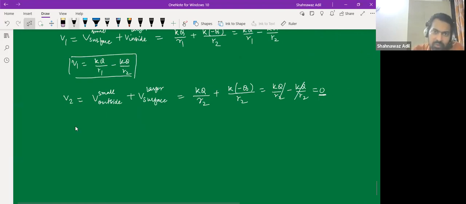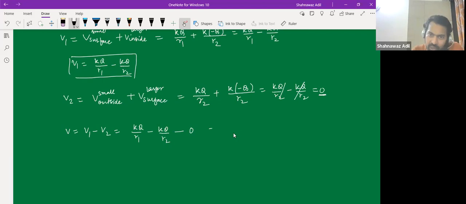Okay, now what would be the potential difference on this surface? So this we have already calculated. This is V1 minus V2. So V1 is KQ by R1 minus KQ by R2, and minus V2, which is 0. So we have KQ by R1 minus KQ by R2. This is the potential that we have.